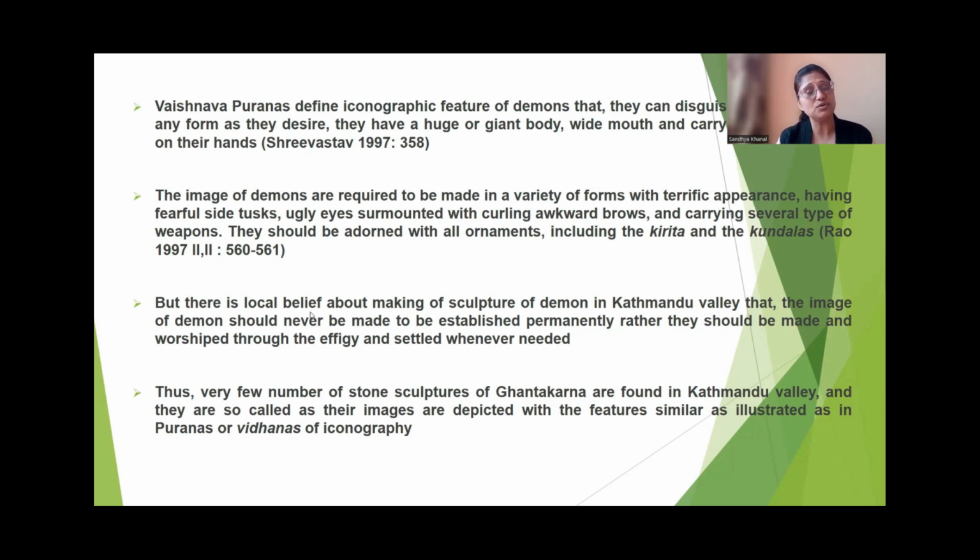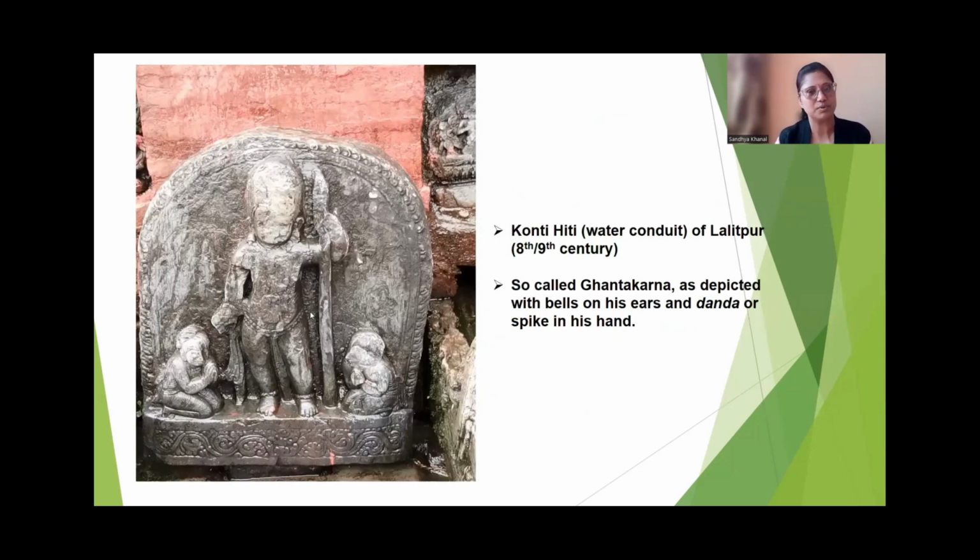So very few stone sculptures of Ghantakarna are found around Kathmandu Valley, and they are also called so-called Ghantakarna. I mention the word so-called because the images are depicted with features similar to those illustrated in the Puranas or texts of iconography, but it's not sure that they are the demon Ghantakarna. They are just named as demons by the local people. So this is one of the images which lies at the Konti Hiti.